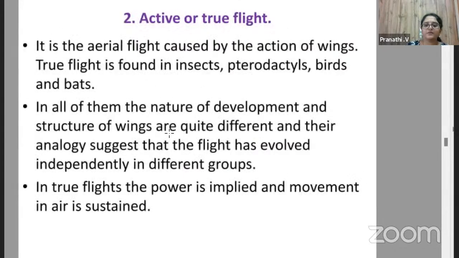And then you have something which is known as the active or the true flight, wherein the wings, which are an adaptation of the hands basically, help the animal to fly. This is seen in the case of insects, pterodactyls, birds, and the mammal, that is bats. And the nature and structure of wings are different, and they are all analogous, in fact. That is, they might be adapted from different origins, but their function is the same. That is, they all help in flight.